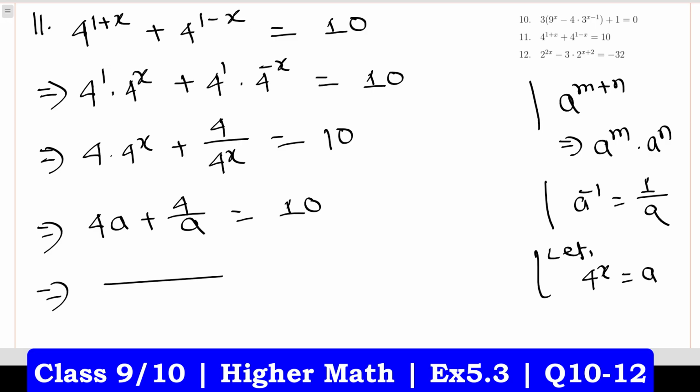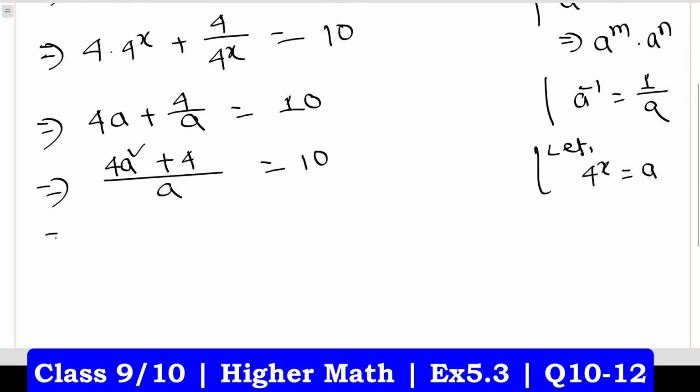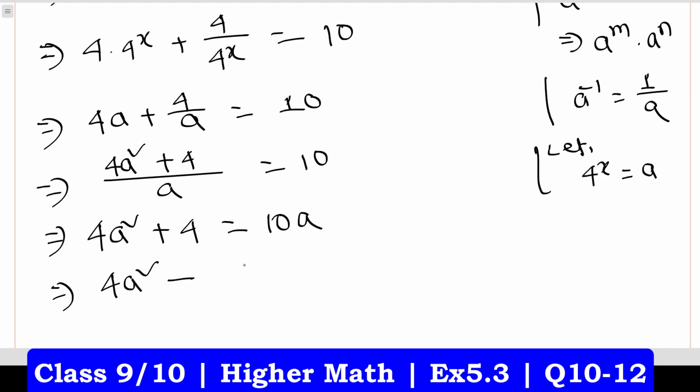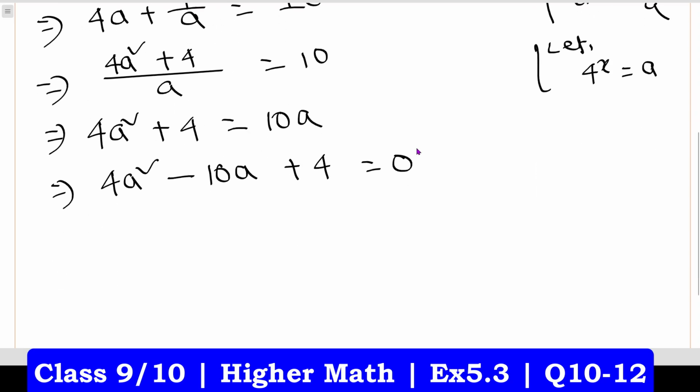So we can make LCM. Here is a, so here will be 4a square plus 4 equals 10. Now we are multiplying both sides by a, so it will be 4a square plus 4 equals 10a, right? Then we subtract 10a from both sides, so 4a square minus 10a plus 4 equals 0.